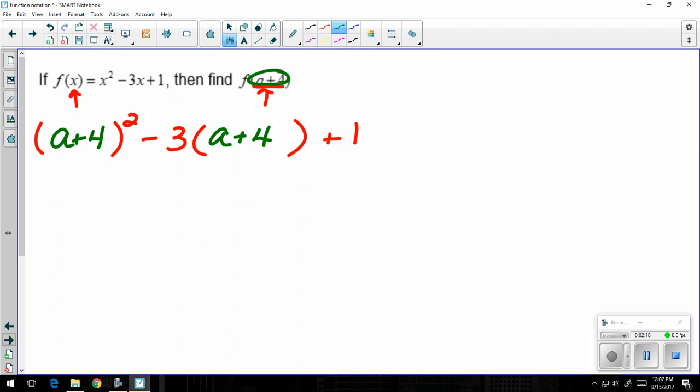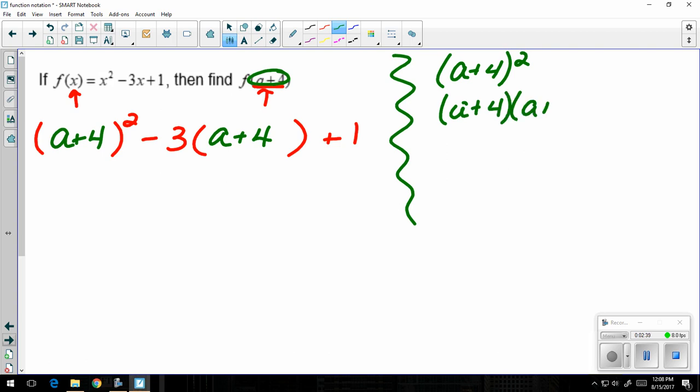And now from here, I'm going to simplify. Remember that when I have a binomial squared, or a plus 4 squared, you really need to do a plus 4 times a plus 4. So I'll do that work on the side over here so you can see it. It's up to you whether you would like to double distribute or use the box method. For now, I will use the box method so you guys can see that.